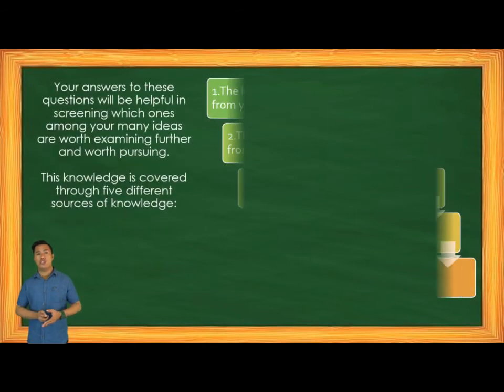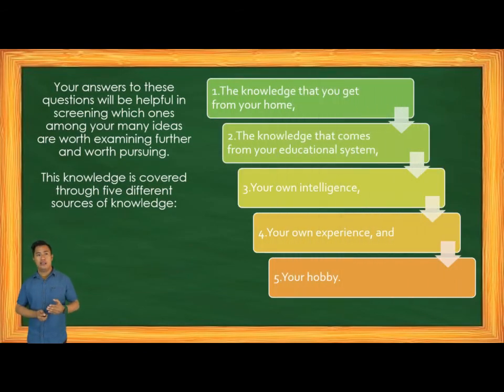Your answers to these questions will be helpful in screening which ones among your many ideas are worth examining further and worth pursuing. This knowledge is covered through the 5 different sources of knowledge. First, the knowledge that you get from your home. Second, the knowledge that comes from your educational system. Third, your own intelligence. Fourth, your own experience. And the fifth, the last one, is your own hobby.